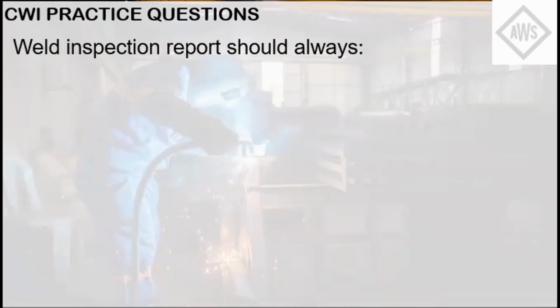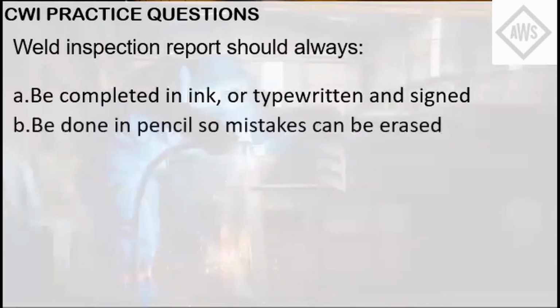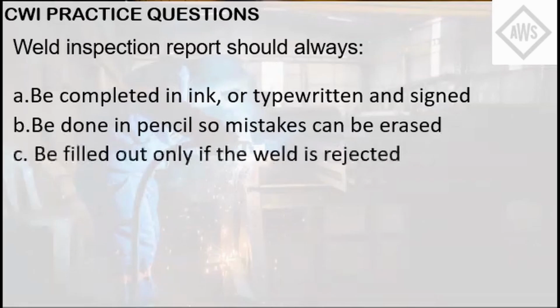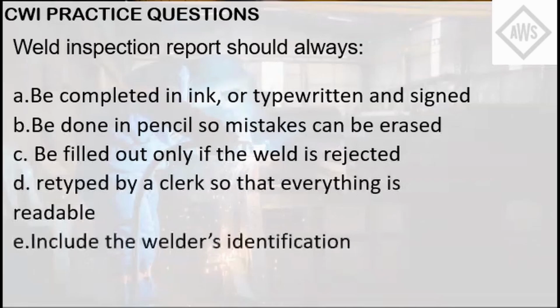A weld inspection report should always, letter A, be completed in ink or typewritten and signed. Letter B, be done in pencil so mistakes can be erased. Letter C, be filled out only if the weld is rejected. Letter D, be retyped by a clerk so that everything is readable. Letter E, include the welder's identification.